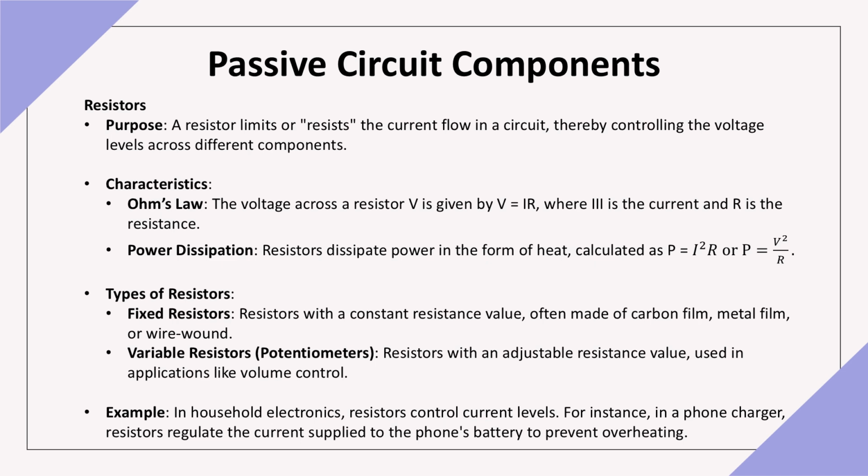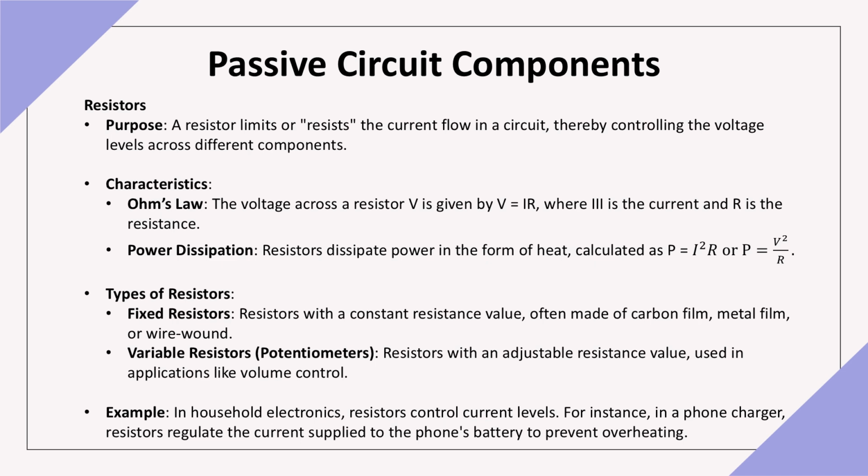The fundamental relationship governing resistors is Ohm's law, V equals IR, where V is voltage, I is current, and R is resistance. When it comes to power dissipation, resistors convert electrical energy into heat, following the formula P equals I squared R or P equals V squared by R.